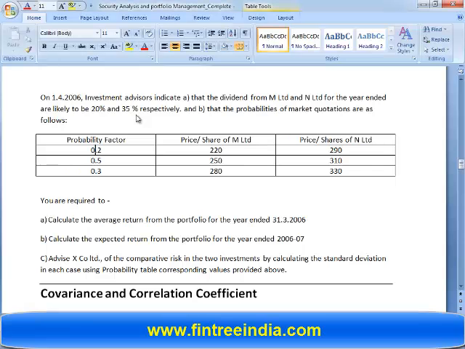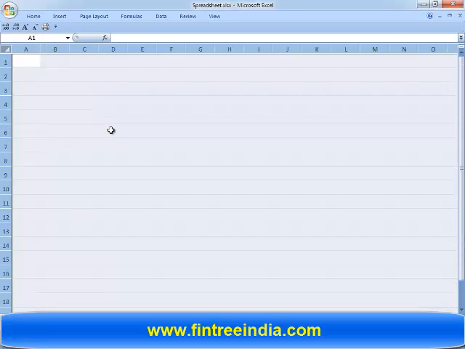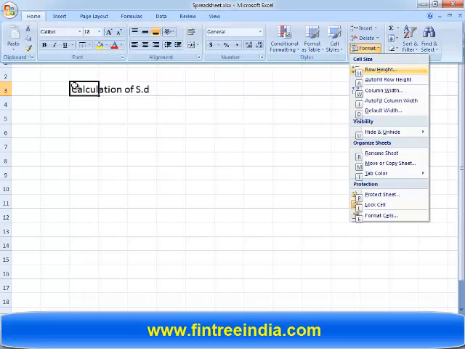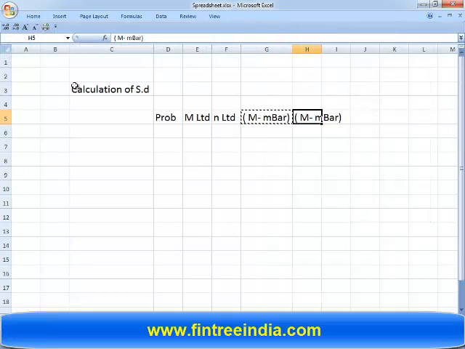The third part of the question. So let me do it on a separate spreadsheet. Calculation of standard deviation. First we will say probability here. Then we will say expected value of M limited. Then here we will say x minus x bar, so we can say M minus M bar. While writing, you draw a bar there saying that you want to reduce the mean. M minus M bar, and here we will have N minus N bar.